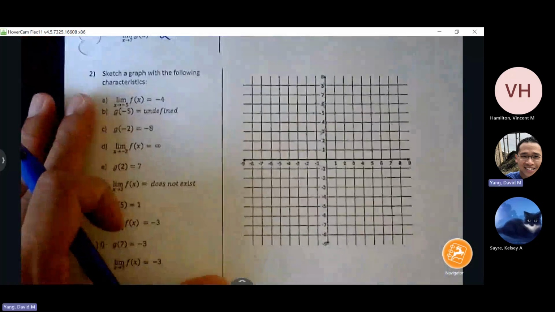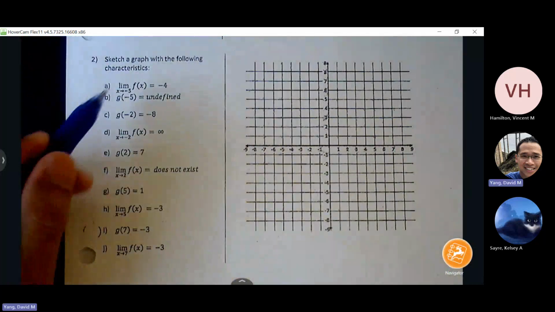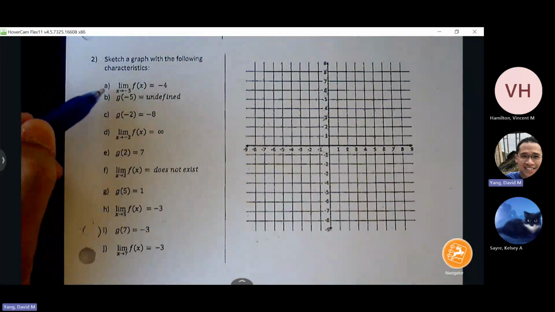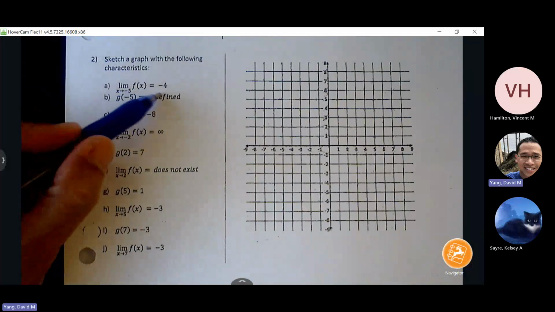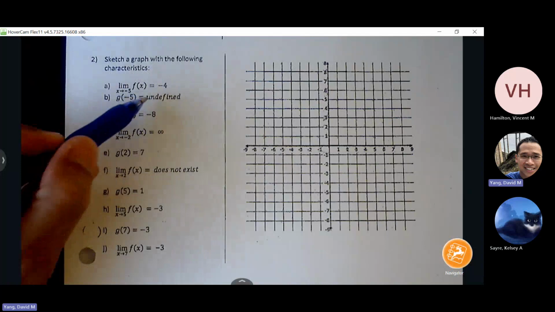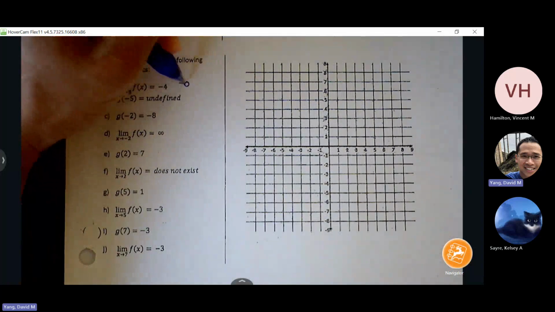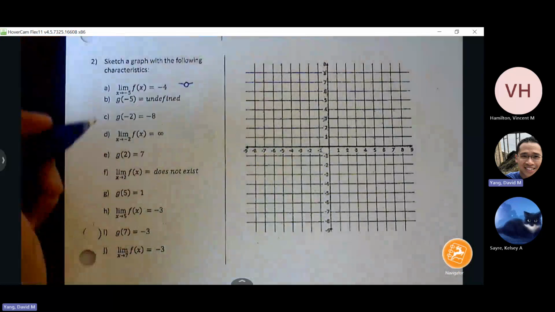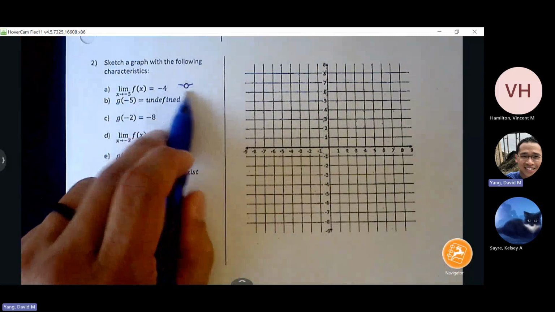Okay, number 2. Sketch the graph with the following characteristics. I'm just going to go down the list here. So limit as x approaches -5 equals -4. I know that my graph is going to lead towards this y value, but I don't want to define that point just yet. So I like to start with an open circle at that point, and I like to extend in both directions to give it that limit being true statement.